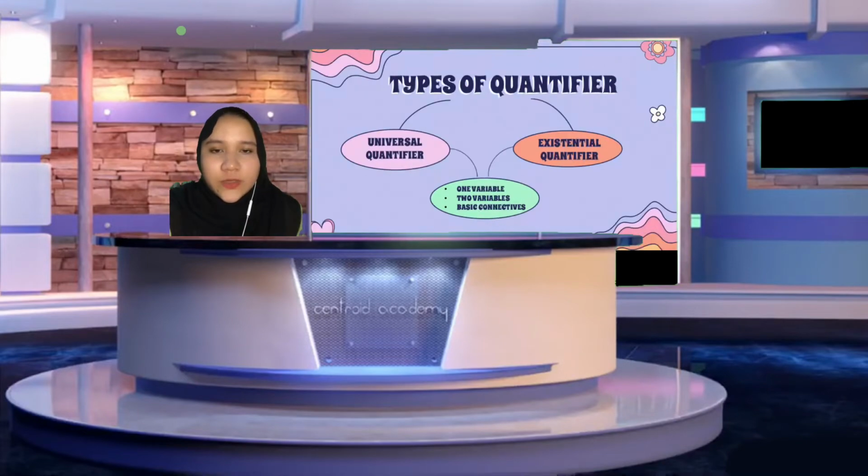Next, there are two types of quantifier. First is universal quantifier and the second is existential quantifier. Under these two types of quantifier, we also will be learning one quantifier, one variable, two variables, and basic connective.